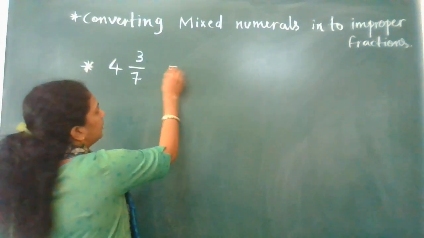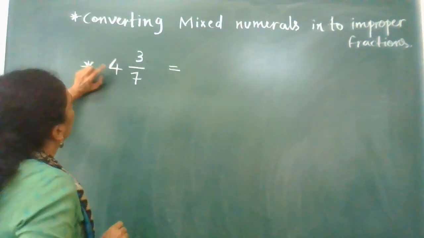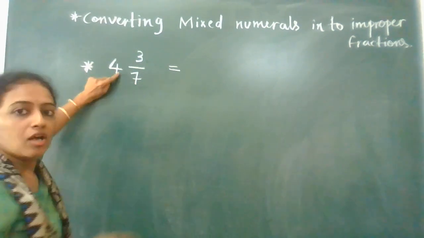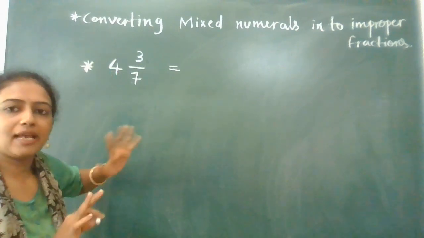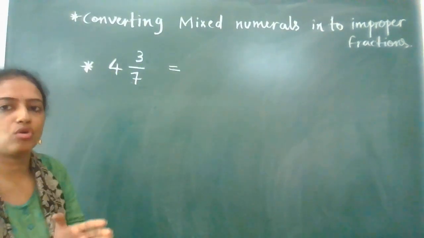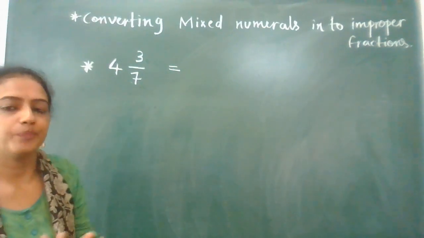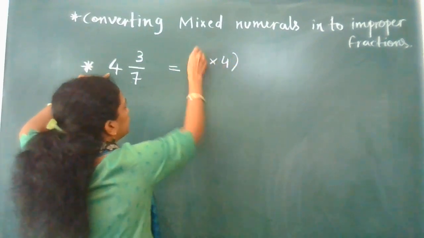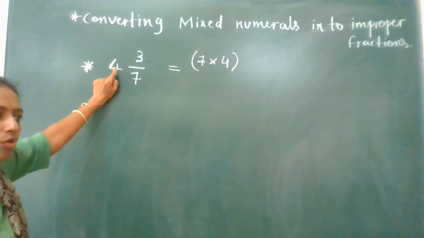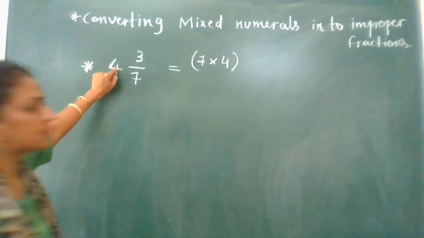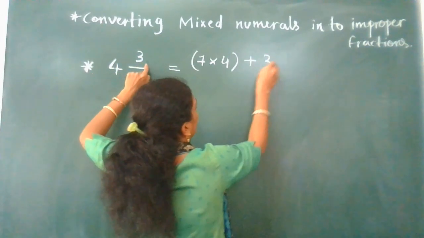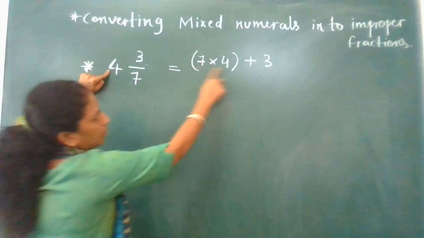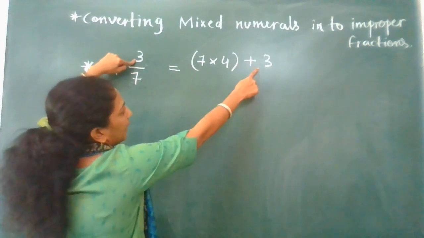Okay, so first of all, we'll multiply this 7 and 4. You can put them in any order. You can put 7 multiplied by 4, or 4 multiplied by 7. It's okay. So 7 will multiply with the 4, and whatever answer comes, that will be added with the 3.